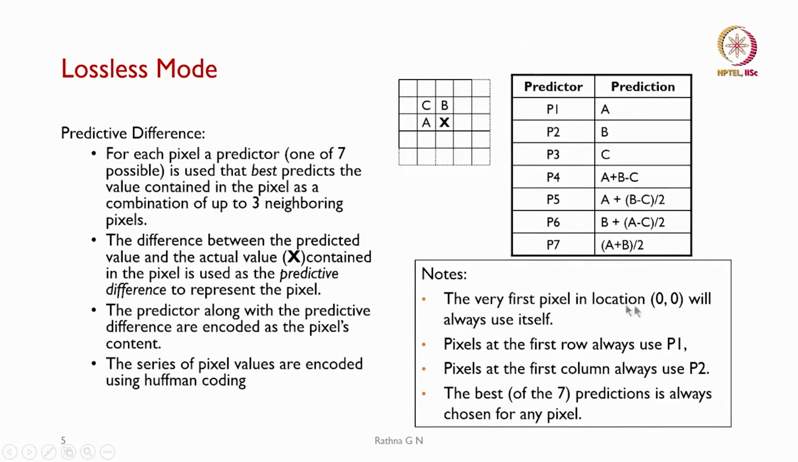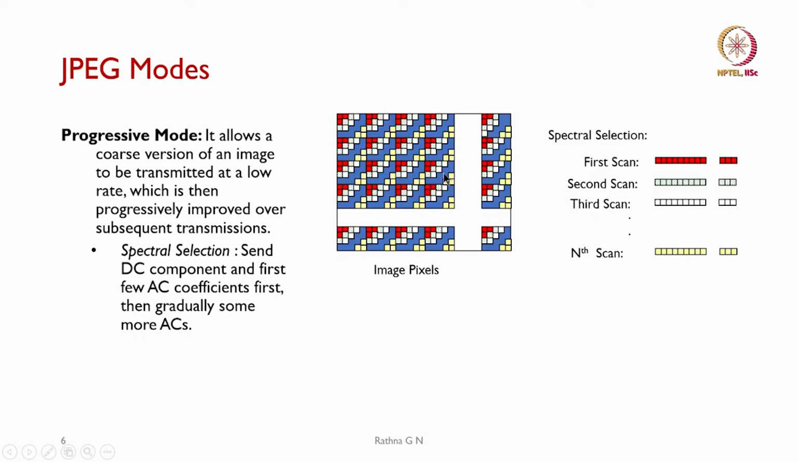The very first pixel in location 0, 0 will always use itself, pixels in the first row always use P1, and pixels in the first column always use the P2 technique. And then the best of the 7 predictions is chosen for any pixel in this portion. Here it is shown as a 5 by 5 pixel block, but usually we take an 8 by 8 pixel block as the sample.